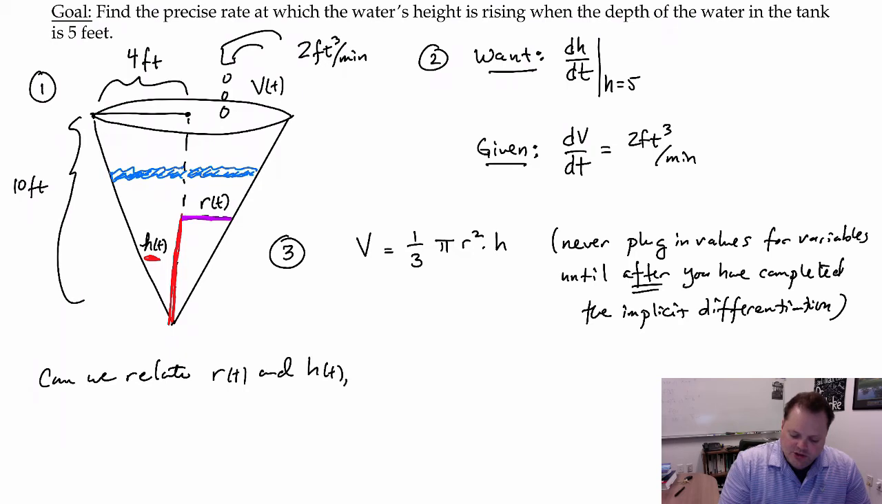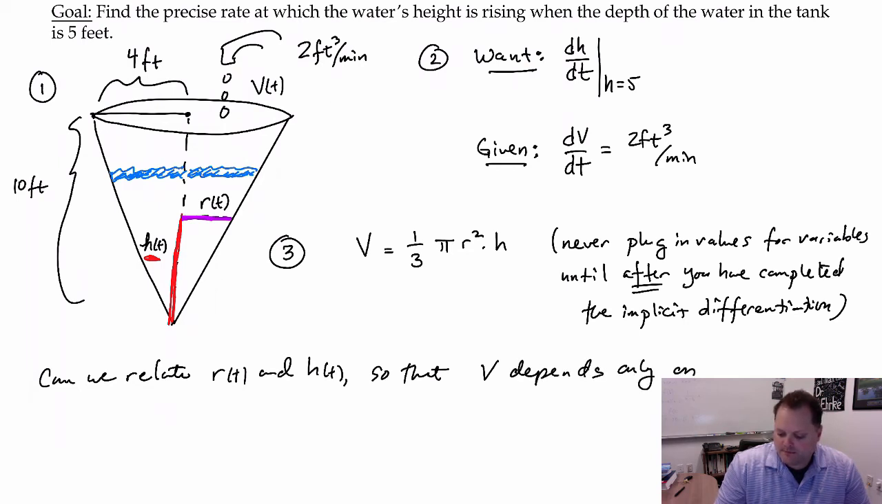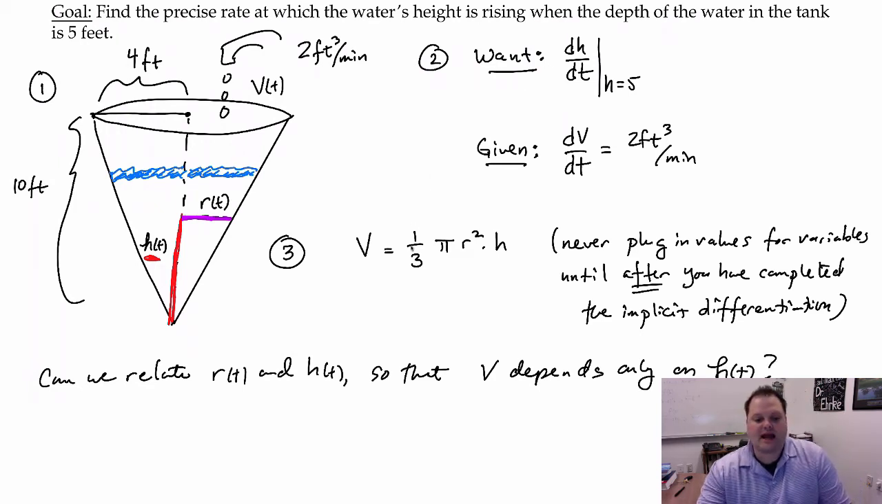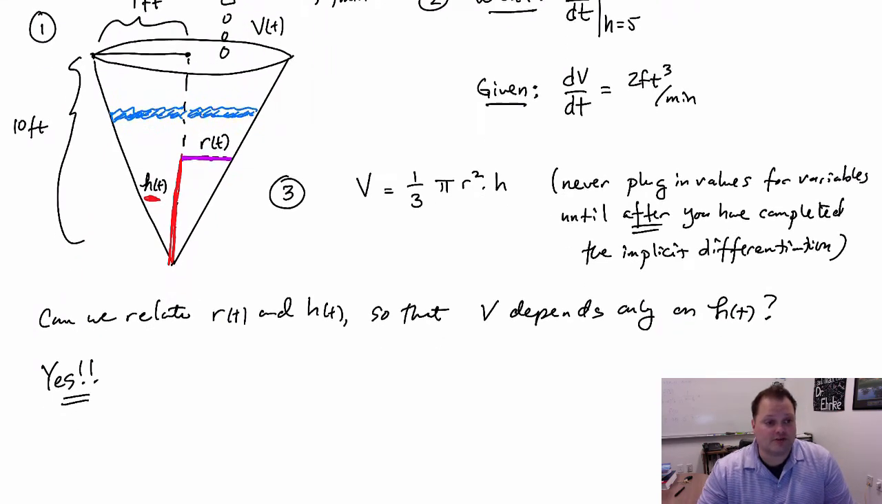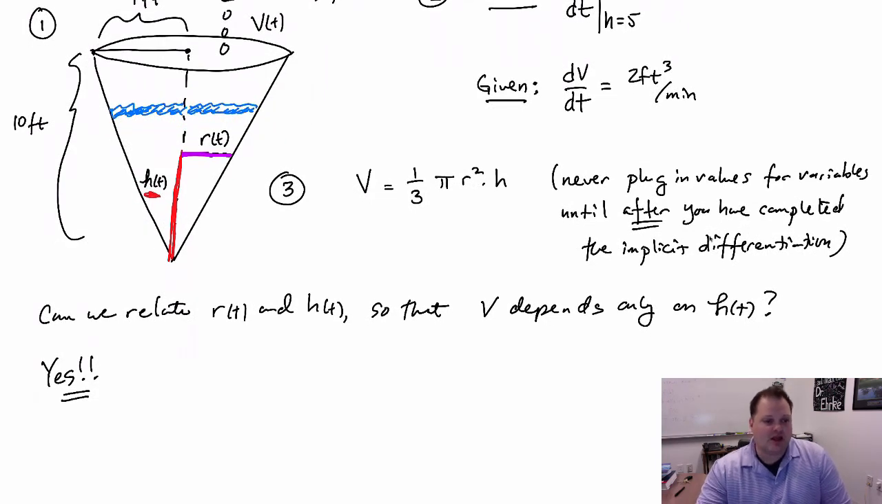So what I want to try to do here is, can we relate R and H so that V depends only on H? In other words, can I relate the variables R and H so that this volume formula is a function of just H? And the answer is yes.